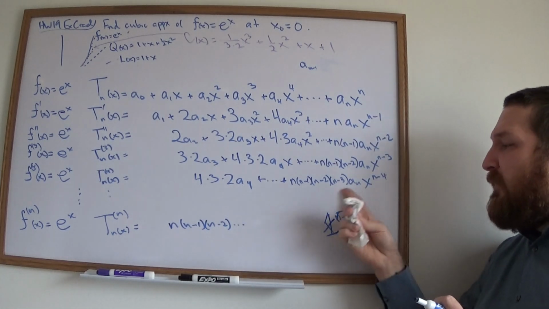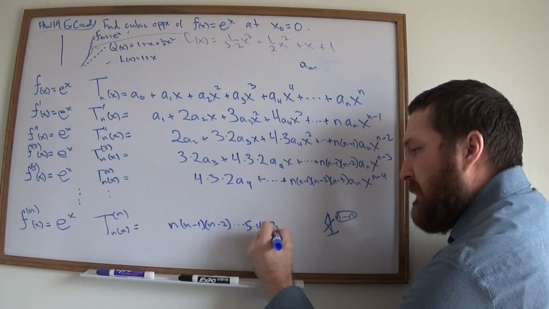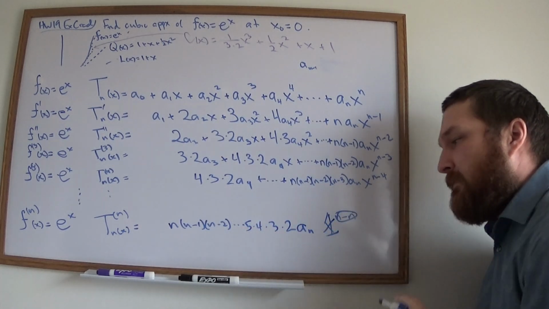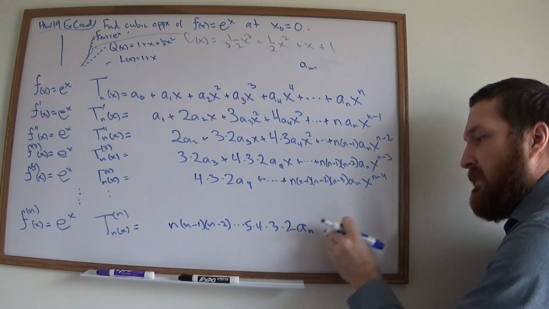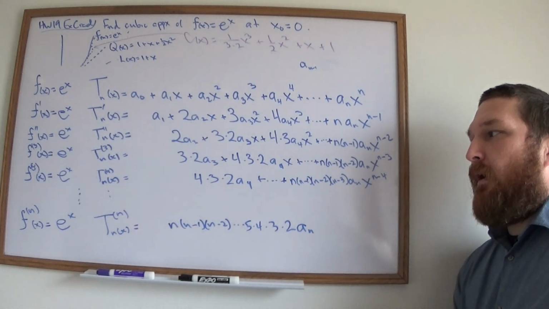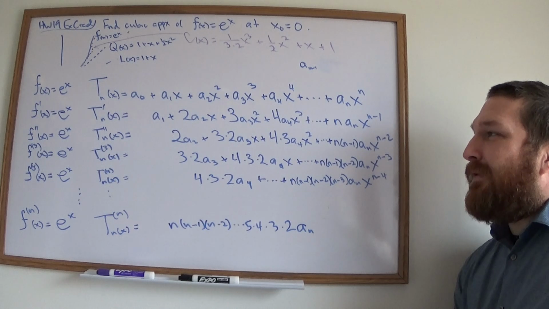The thing before it would have come all the way down to 5 times 4 times 3 times 2. The a n would have been there. You take the derivative of it and it goes away. And it's just n factorial. That's pretty cool.